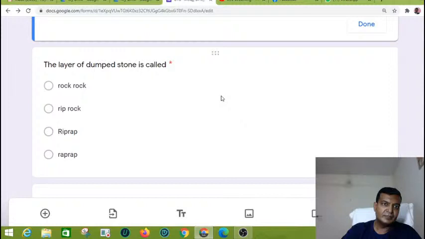The layer of dump stone is called rock, rip rock, rip rap, rap.